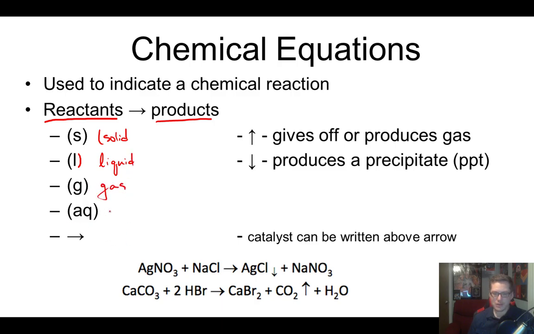Now the last one is aqueous. AQ stands for aqueous. And this means something was dissolved in water. So aqueous, dissolved in water. Now one thing to note is that when we're talking about liquids, we're only going to care about 3 cases.